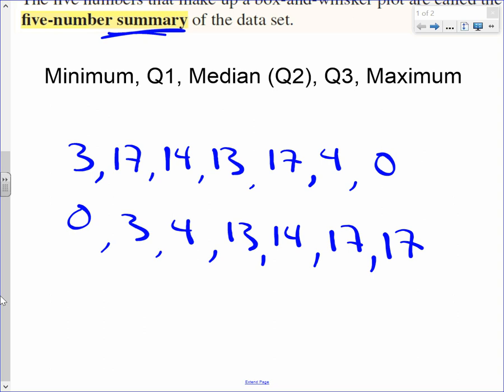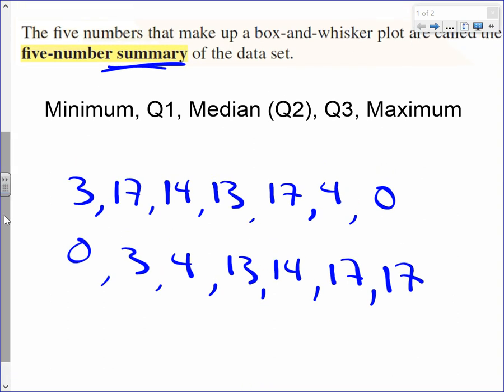Let's go ahead and first find the minimum. Isn't that obvious what the minimum is? So I'm going to put 0 above the minimum. Maximum, that's obvious too. That's 17.